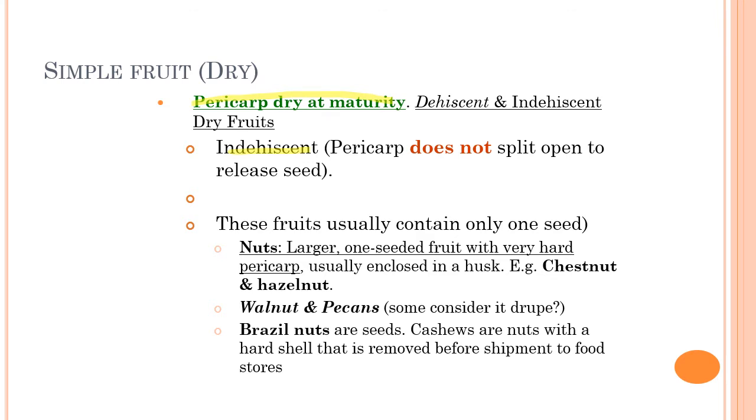So basically these trees usually have one seed, like nuts, like hazelnut and chestnut. These are the two most important dry fruit crops, hazelnut and chestnut. Walnut and pecan are actually drupes. Brazil nut is a seed, so it doesn't even belong here. It is a soft, fleshy fruit.